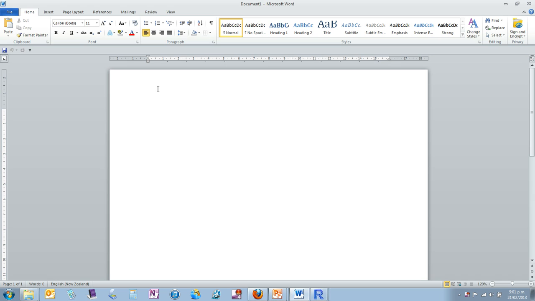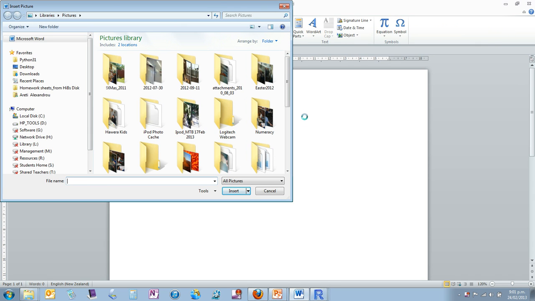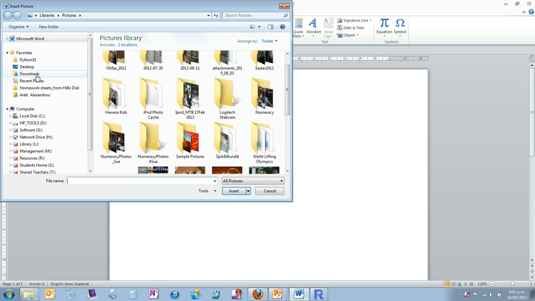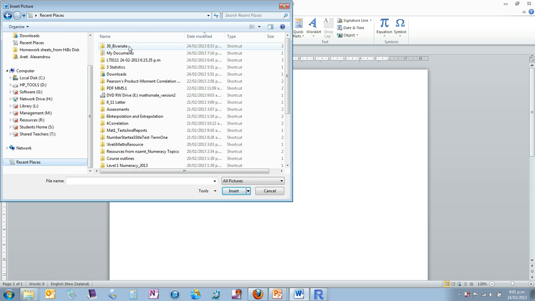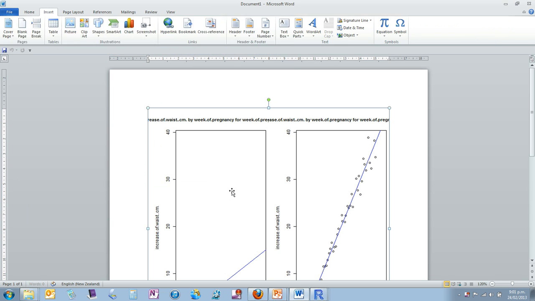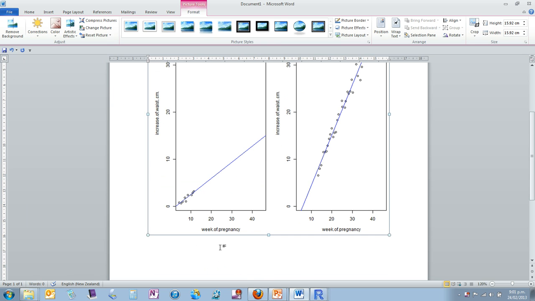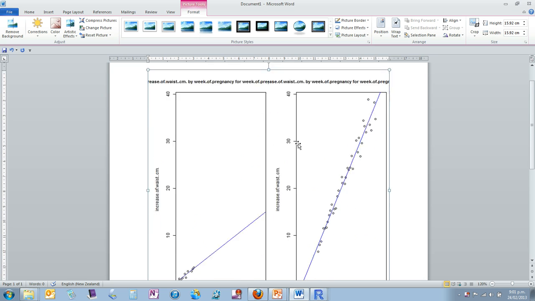So when I come over here to a Word document, I can insert my picture, so long as I can find it. I have now pasted it into Word. So I can also grab or have copied down those equations and start to use that in my report.